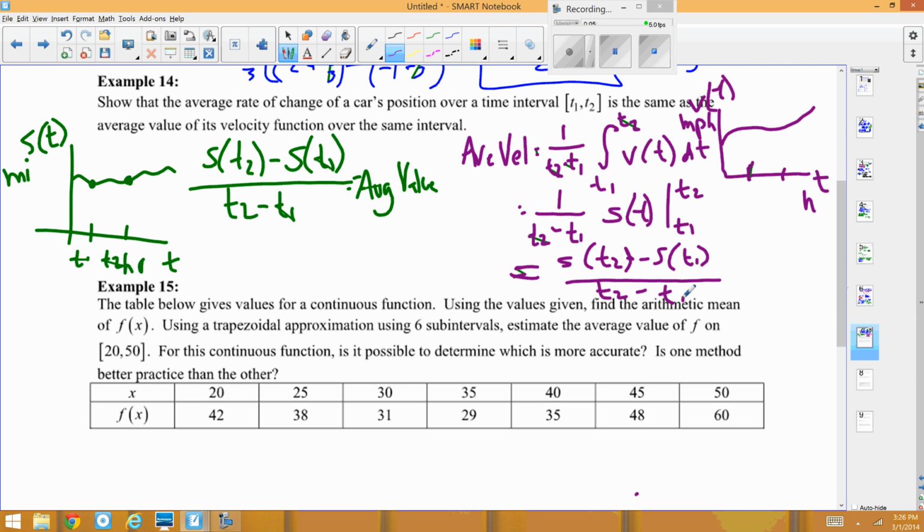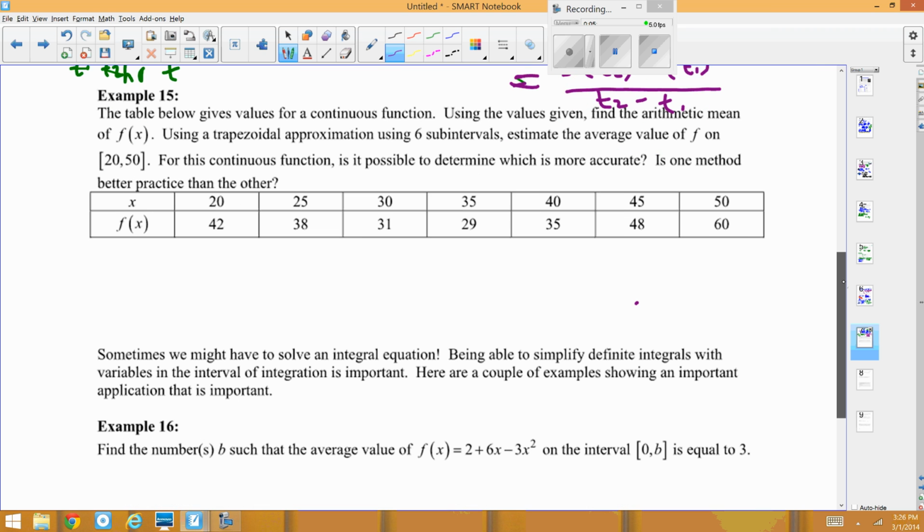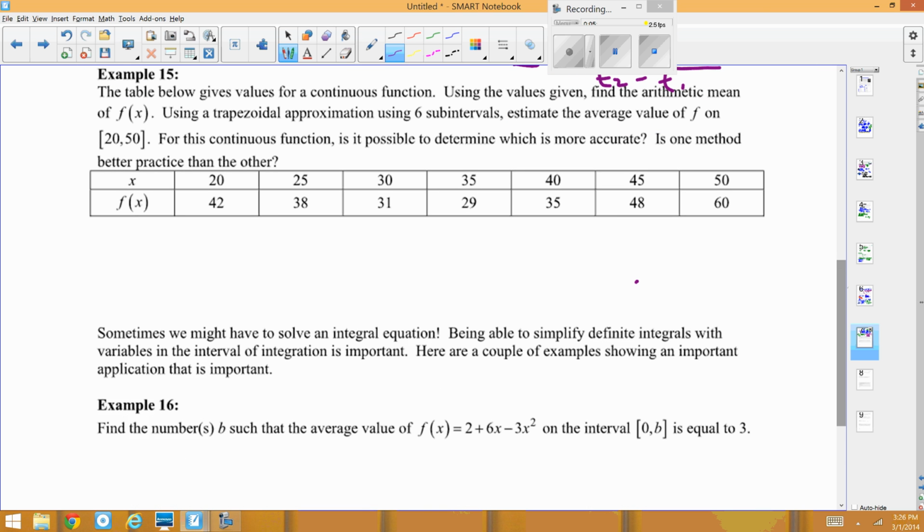So if we're given a position function, we can find the average value just by showing that difference quotient. Okay, and if we're given a velocity function, we don't have to find the position. We can just go ahead and analyze that. All right, so this is a pretty good example that shows us both uses. All right, so we have a continuous function on some closed interval. So we can use the MVT if we need to.